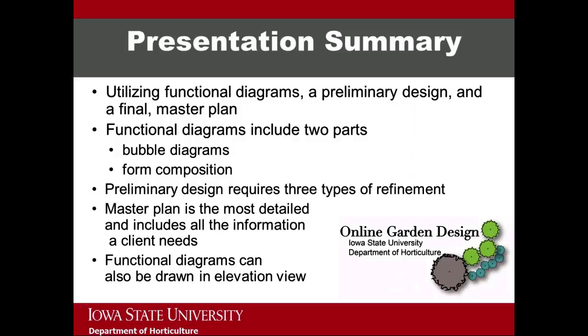This brings me to the conclusion of this presentation on drawing the design. In summary, this presentation has highlighted the utilization of functional diagrams, the preliminary design, and the final master plan. Functional diagrams include two parts, bubble diagrams and form compositions. The preliminary design requires 3 types of refinement, and the master plan is the most detailed document and includes all the information that the client needs. Lastly, functional diagrams can also be drawn in elevation view.